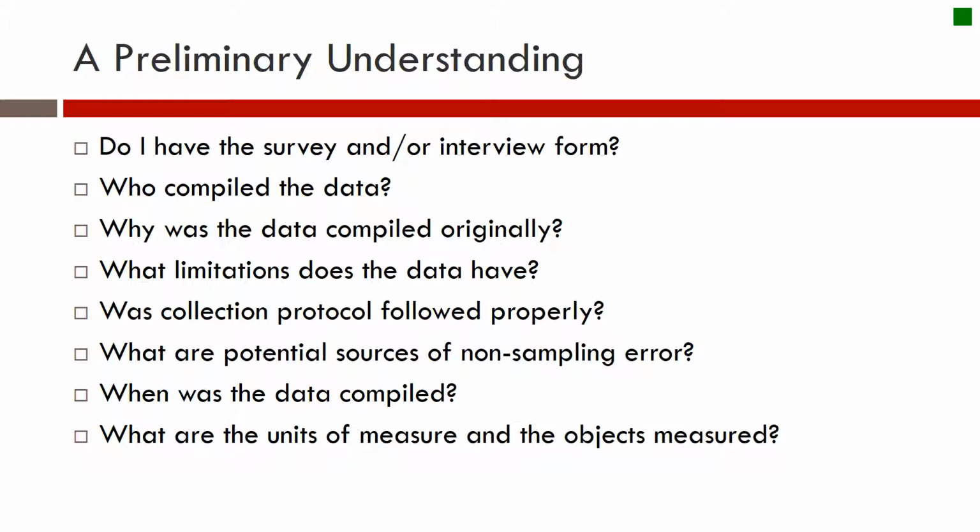If you're using secondary data, for instance, that's a big question. What limitations does the data have? Do you know what the collection protocol was? In other words, what steps were used in order to collect the data, and were those steps done properly? Where are the sources of potential non-sampling error? Were there potential mistakes made in the data collection process? Where will you typically see mistakes in the data if they exist?